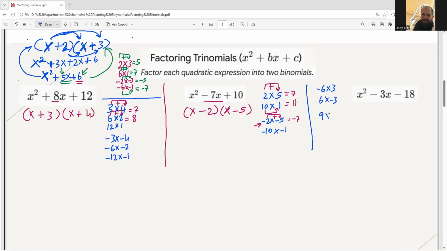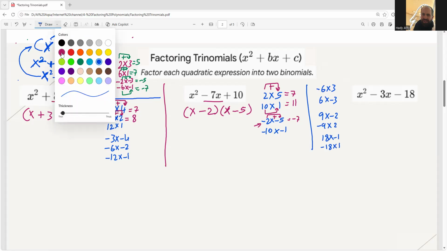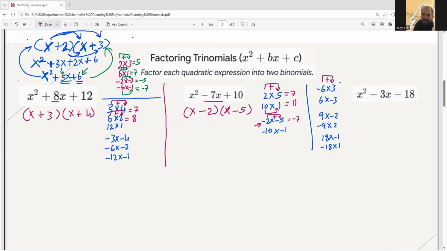I have 9 times negative 2. I have negative 9 times 2. And I have 18 times negative 1 and negative 18 times 1. These are the possibilities, the combinations that I can use. So I will try to look for the combination that, when I add them, I will get positive 3x. So with negative 6 plus 3, what I'm going to get? I'm going to get negative 3.